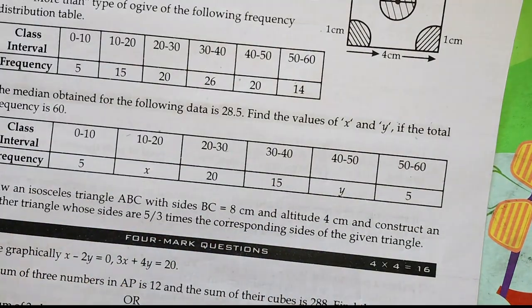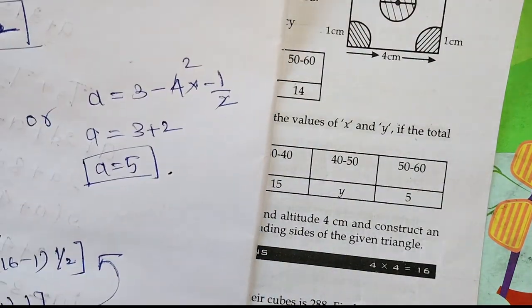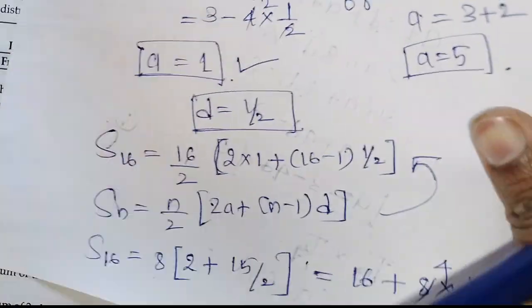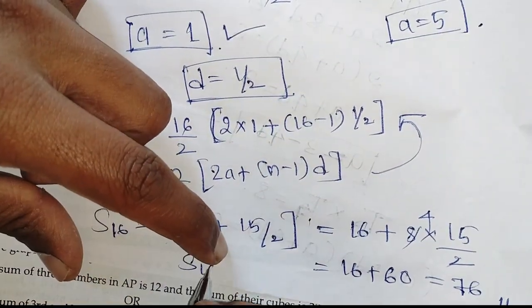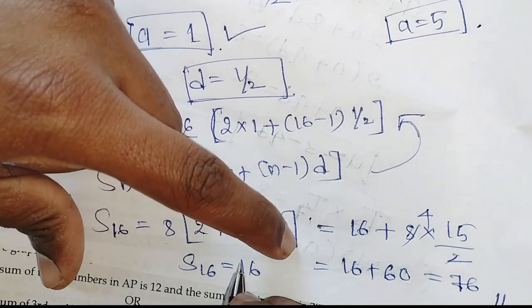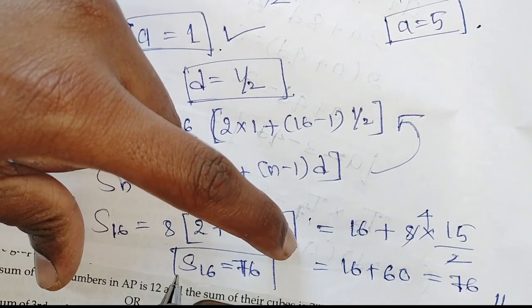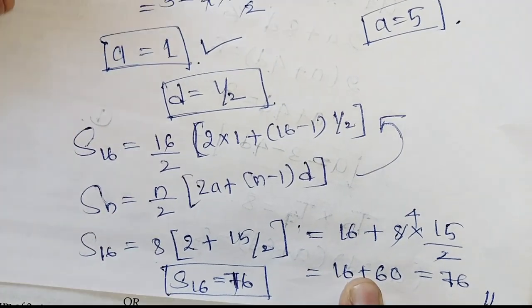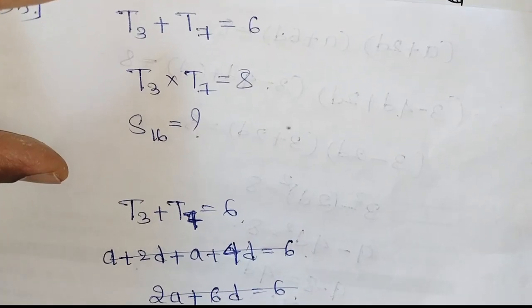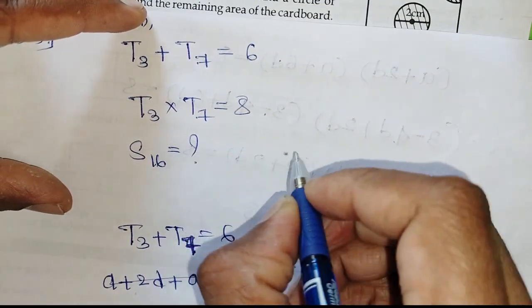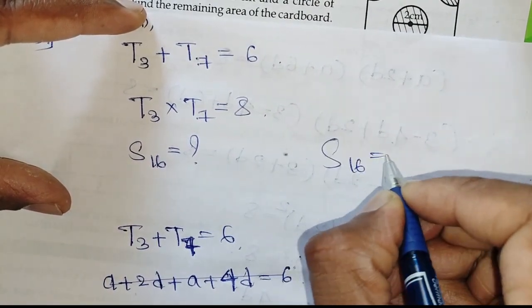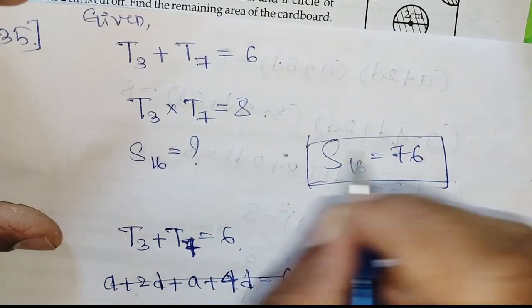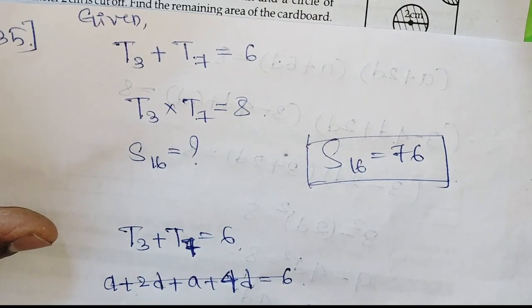So the sum of 16 terms is 76 is the answer. So the sum of 16 terms is 76, if we found here.